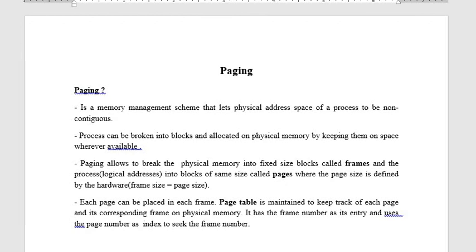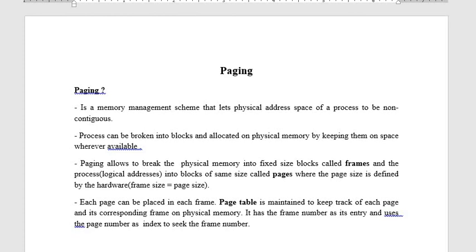Here the process can be broken into blocks, and each block can be allocated on the physical memory, placed wherever space is available. So the basic concept is that instead of loading the whole process onto the main memory, we break the process into many blocks, and each block can be spread on the physical memory wherever the space is available. That is the basic idea.